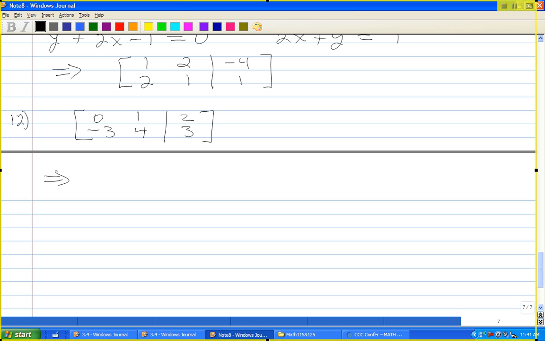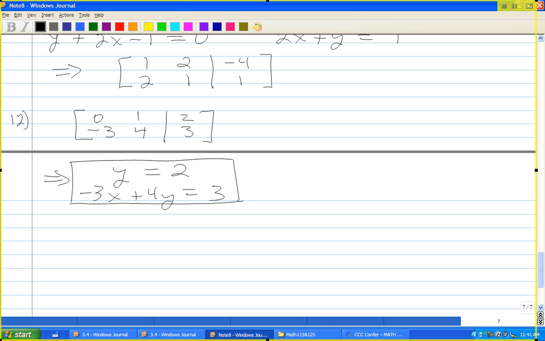So I call the first variable x, the next variable y. So 0x plus 1y equals 2. Negative 3x plus 4y equals 3. And that is my system of equations. Of course, I could have used other names for variables. I just happened to pick x, y.